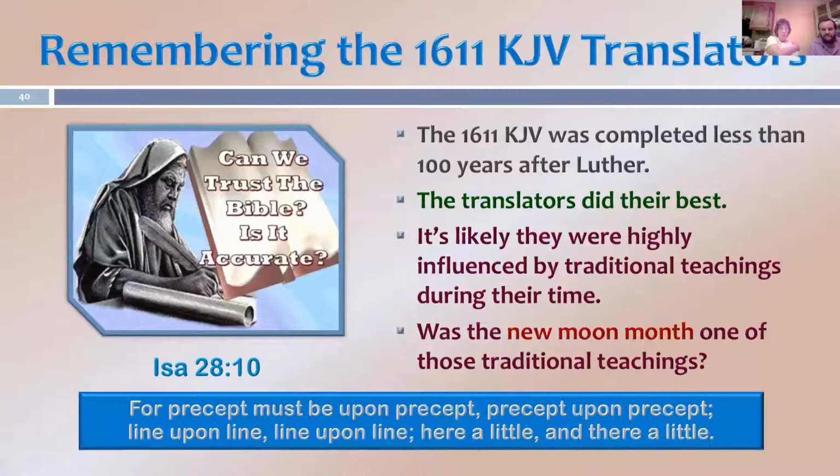So was the new moon month one of those traditional teachings? And we like to go back to Isaiah 28:10. This is one of our hermeneutic principles. For precept must be upon precept, precept upon precept, line upon line, and line upon line, here a little and there a little. Isaiah is trying to give us the message that you need to do your study from cover to cover in the scriptures.